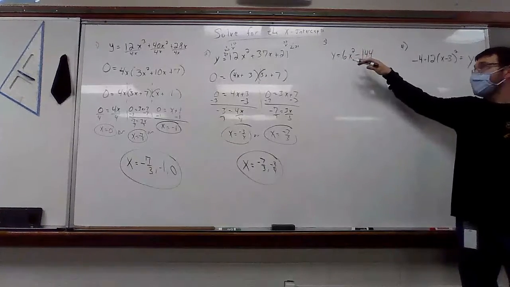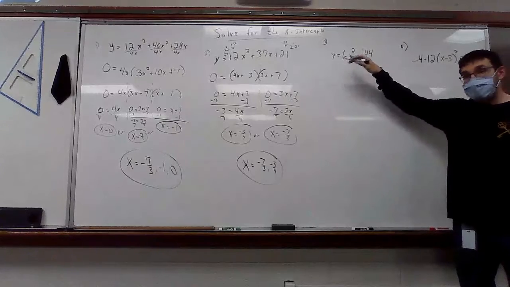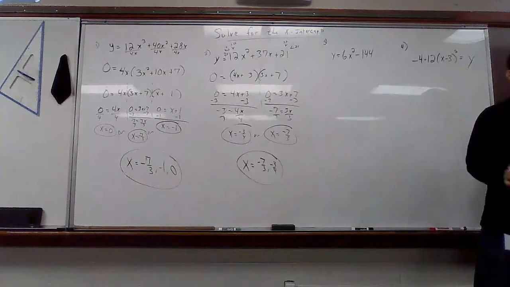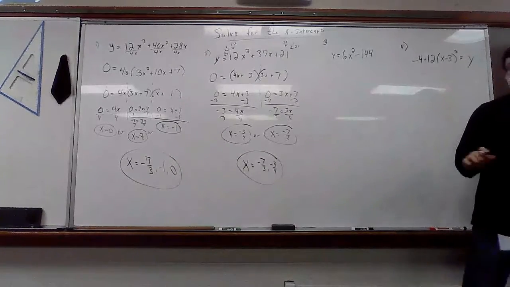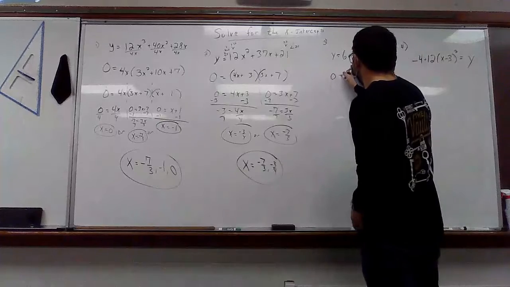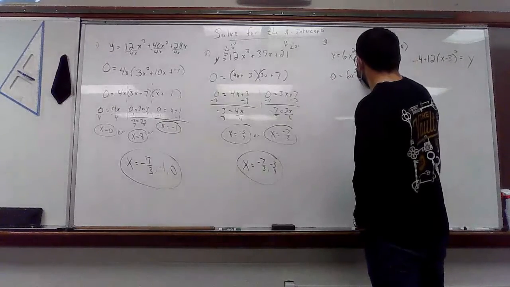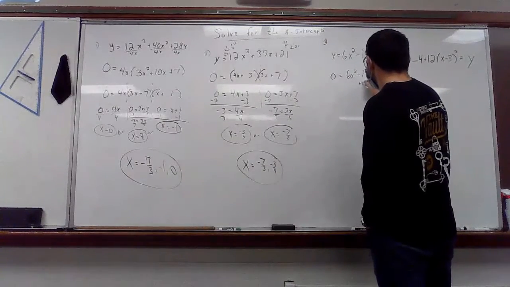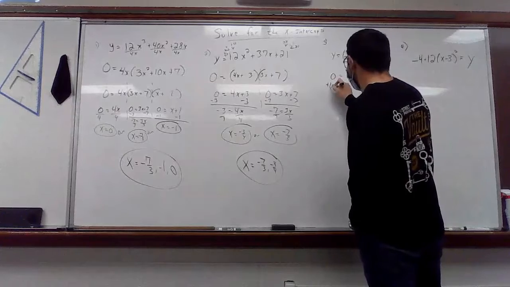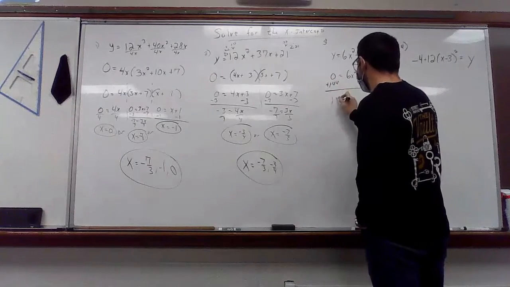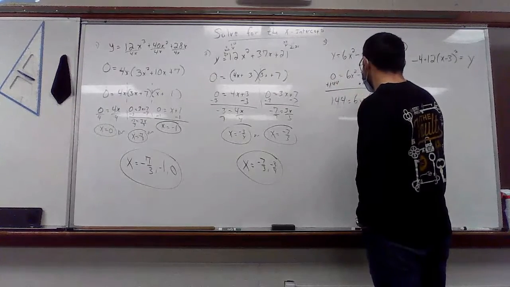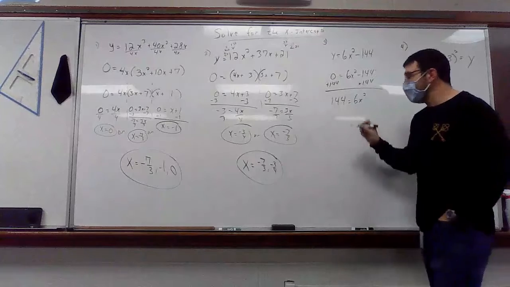So, we have an x squared term. We have a constant. There is no x term. There's just an x squared term. When there's no x term, you can solve by square roots. So we say 0 equals 6x squared minus 144. I add 144 to both sides. That gives me 144 equals 6x squared.